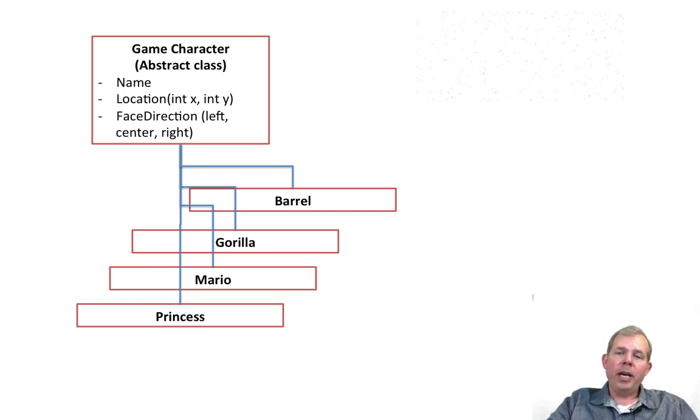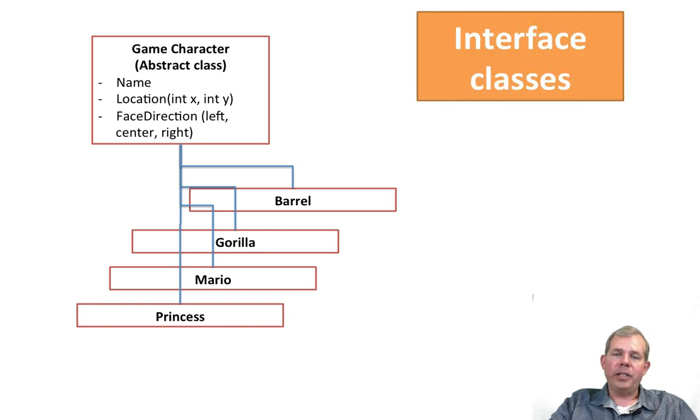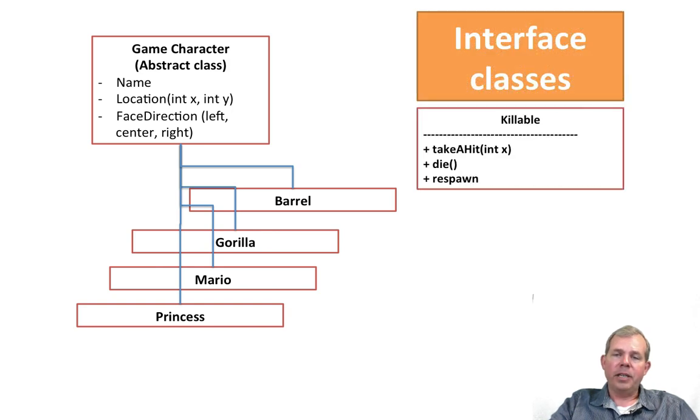But we could say we have some classes that are interfaces for these characteristics. So first of all, I thought of one called killable. All right, so this means that the character can die. So in your game, you might have one hit be death, but in this, it looks like take a hit would make a person lose some health points. And die, obviously, is to kill the character and respawn. So who would be a killable character? Well, Mario obviously would fit that description.